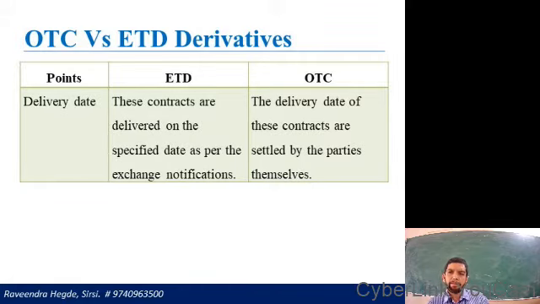Next point is the delivery date. ETD contracts are delivered on the specified date as per the exchange notifications. Whereas in OTC derivatives, the delivery date of these contracts is settled by the parties themselves. So in ETD, the contracts are delivered as per the exchange notifications, and in OTC, the delivery date of the contracts is settled by the parties themselves.